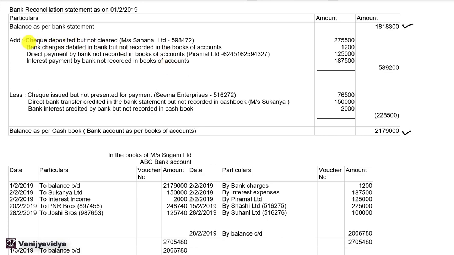Let's begin. Check deposited but not cleared, Messrs. Sahana Limited. This is a check number 598472 for 2,75,500. Now there is some check which was deposited. So it was already recorded in your cash book, but since it was not cleared, it is appearing in the bank reconciliation statement. Now let's check if this check is cleared in the month of Feb. Check number is 598472, amount is 2,75,500. Let's go to the bank statement and find it.